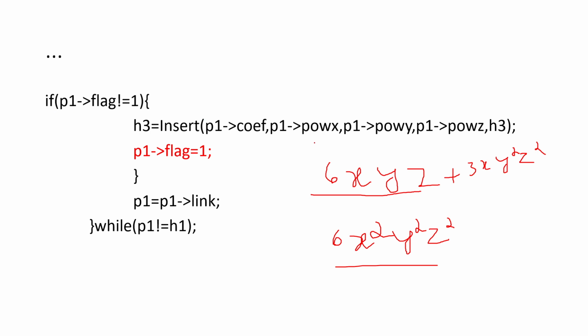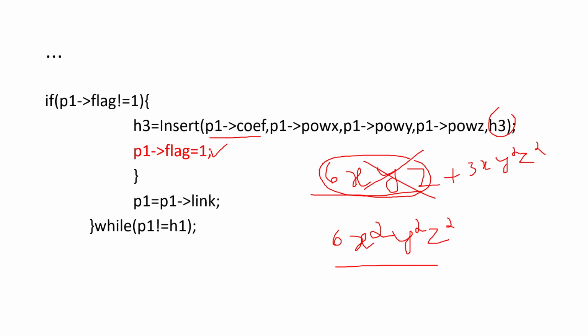So what to do? If P1 initially 0, the flag is not changed. That means this term does not have any equivalent term on the other side. So you have to copy this to the result, when the flag is not equal to 1. If flag equal to 0, that means not yet visited. If flag is equal to 0, you copy the exponent of x of P1, y of P1, and z of P1. All three pieces of information are copied to the insert function. That is, we are updating H3. Set flag equal to 1 to avoid visiting next time.